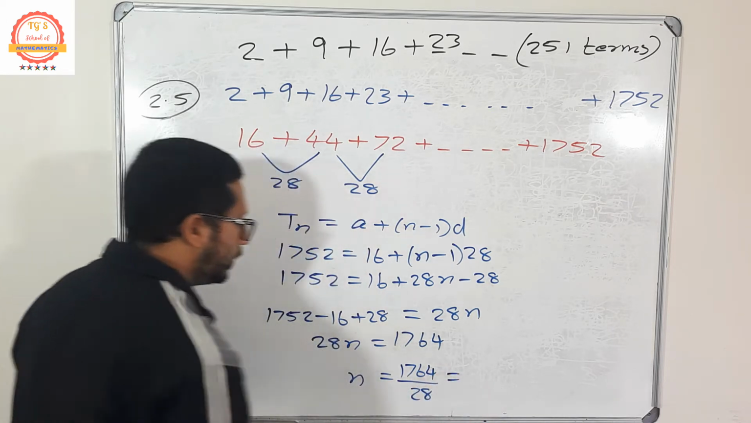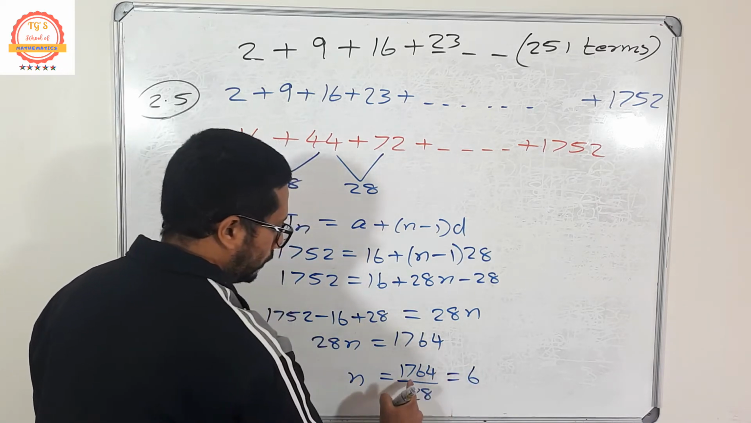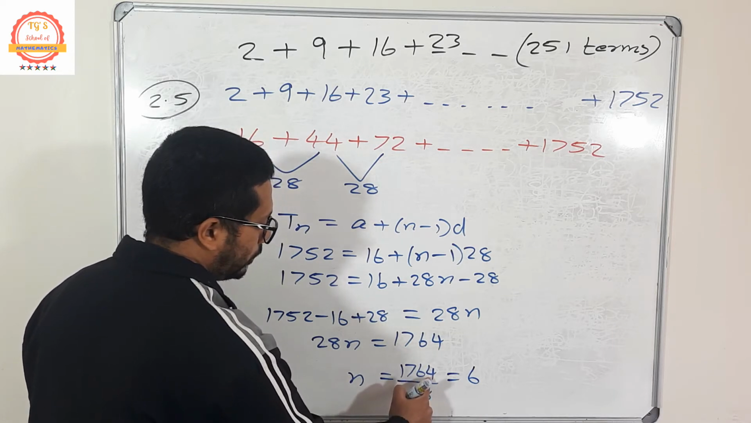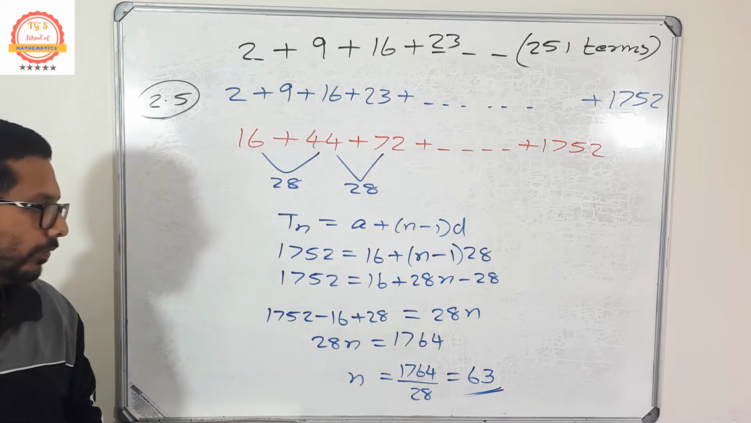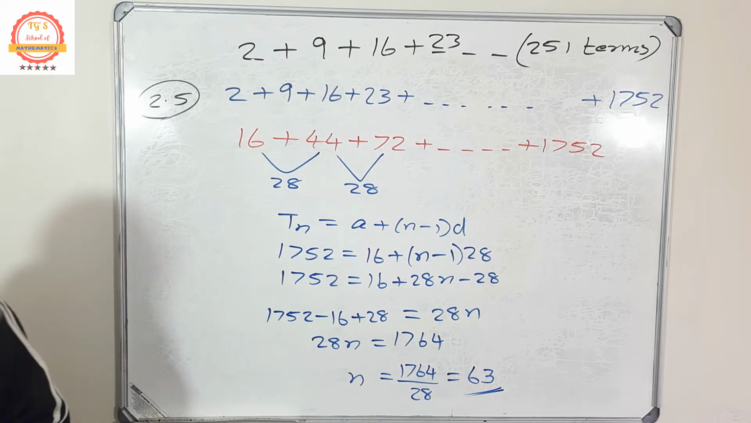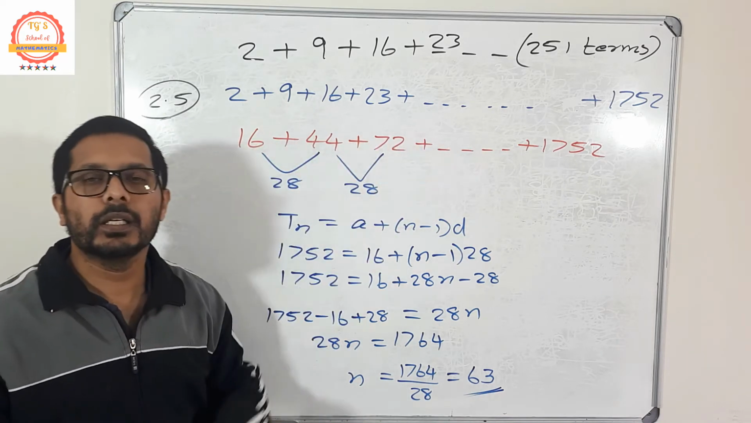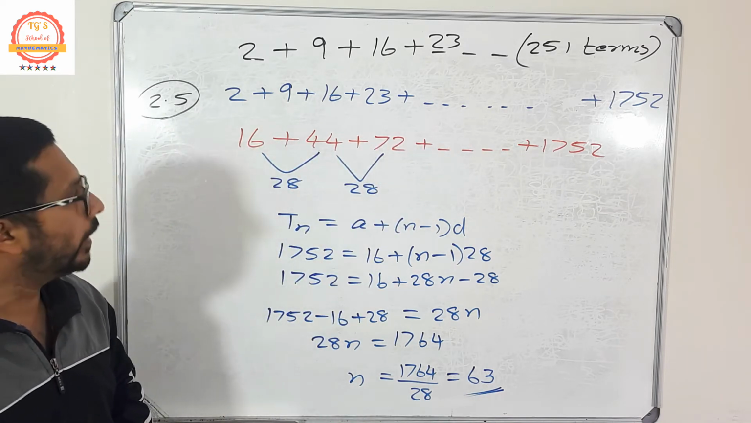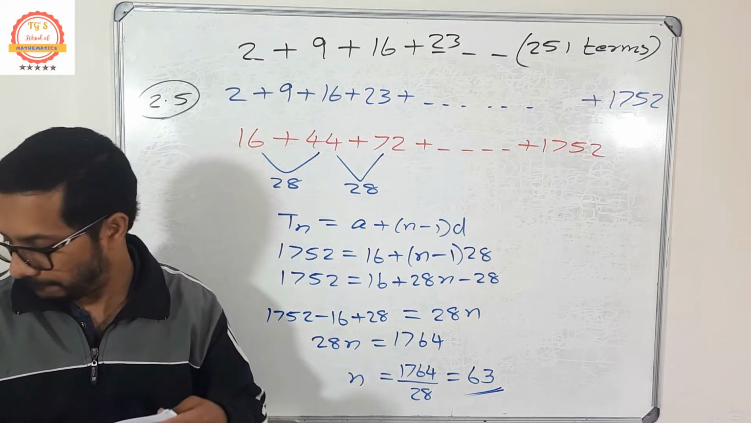You can check in your calculator. I think it's 63. Okay, one second, let me confirm. Okay, so n is equal to 63. So how many terms are in this series? There are 63 terms. Okay, that is question number 2.5. Now let's go to question number 3.